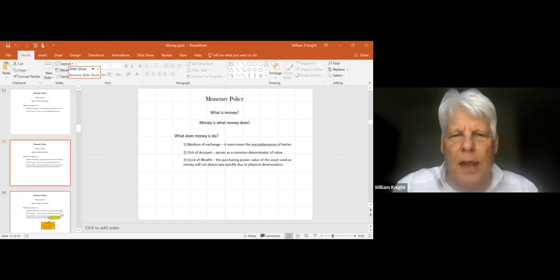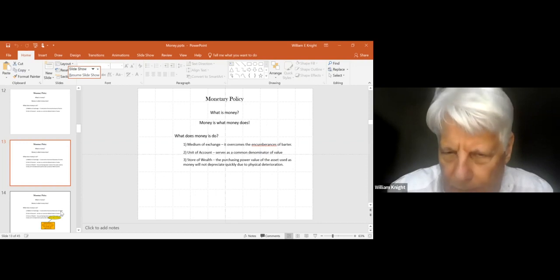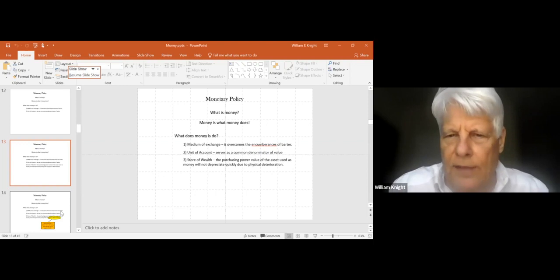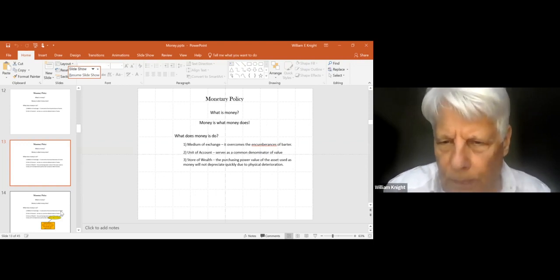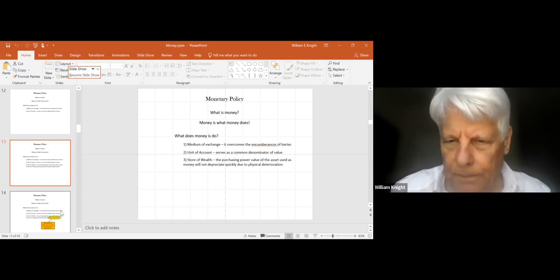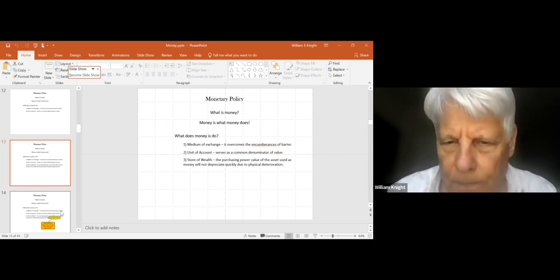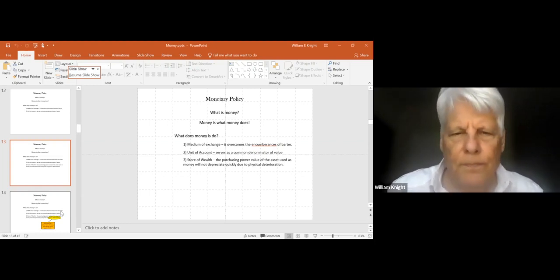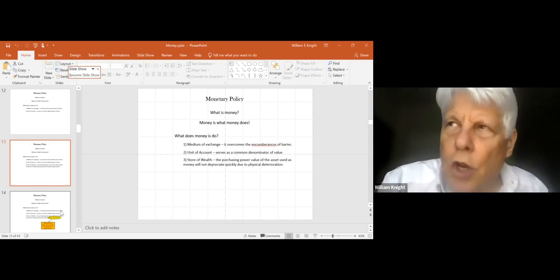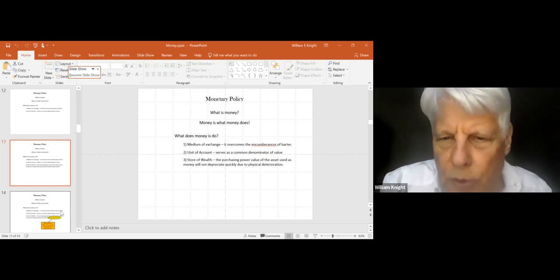And thirdly, money must act as a store of wealth. That means that the purchasing power value of the asset that is used as money will not depreciate quickly due to, say, physical deterioration. Suppose that I wanted to buy a widget from you and I had milk to exchange.